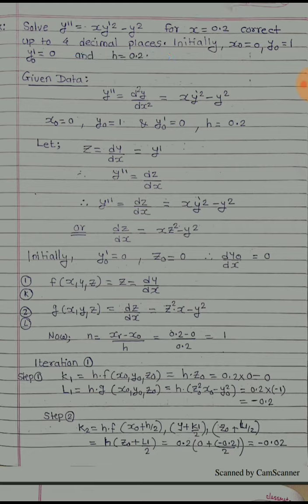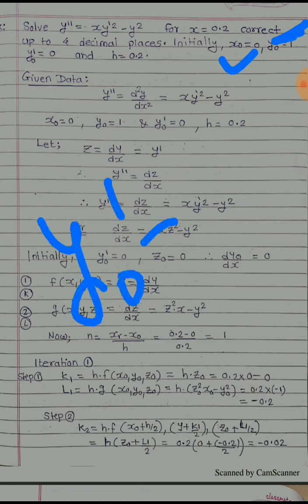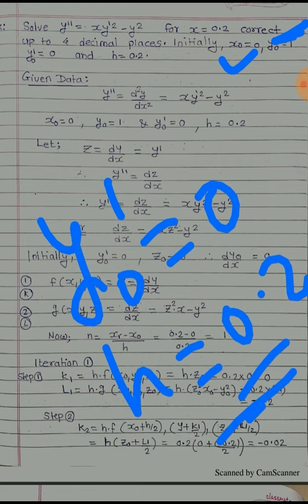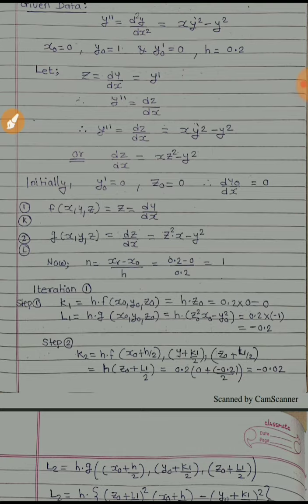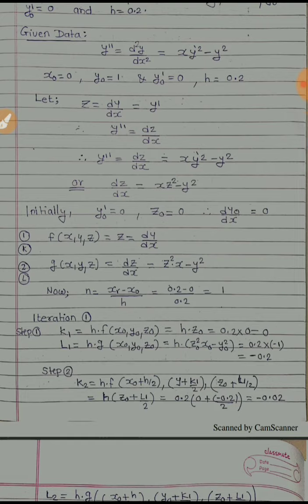Initially x0 is equal to 0, y0 is equal to 1. This is the initial condition given, and one more thing is given, that is y0 dash is equal to 0 and h is equal to 0.2. These are the things given. So let us start very quickly with the given data. I have got y double dash is equal to x, y dash square minus y square. This is the equation given to me.